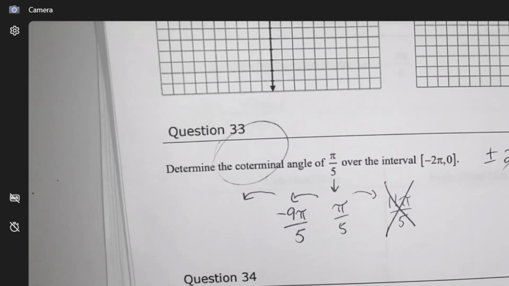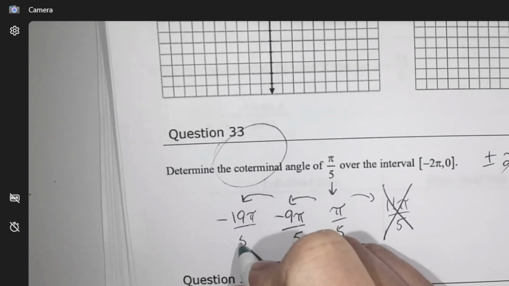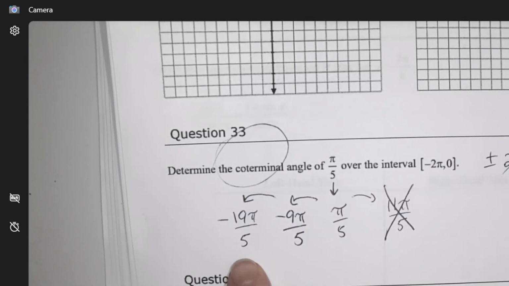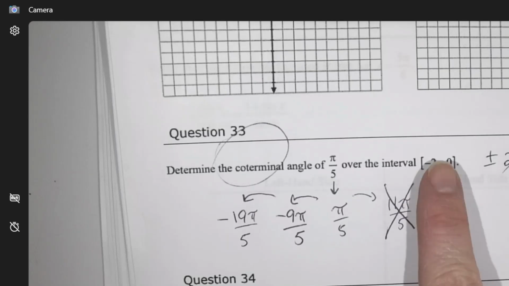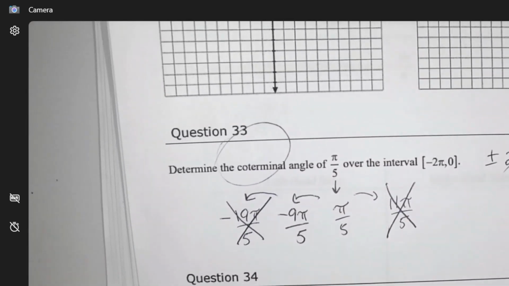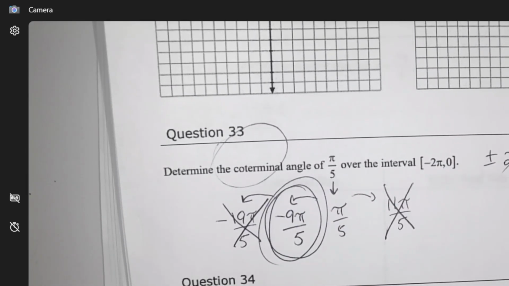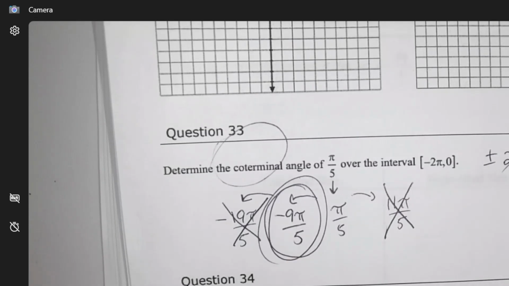If you went down another 10, uh-oh, I think that's past where I want it to go, right? Because I can't go more than negative 2. So this is too small. So there's one answer to that. Sometimes it'll say state all the coterminals, so there might be a bunch in a set domain, but this time there was only one.